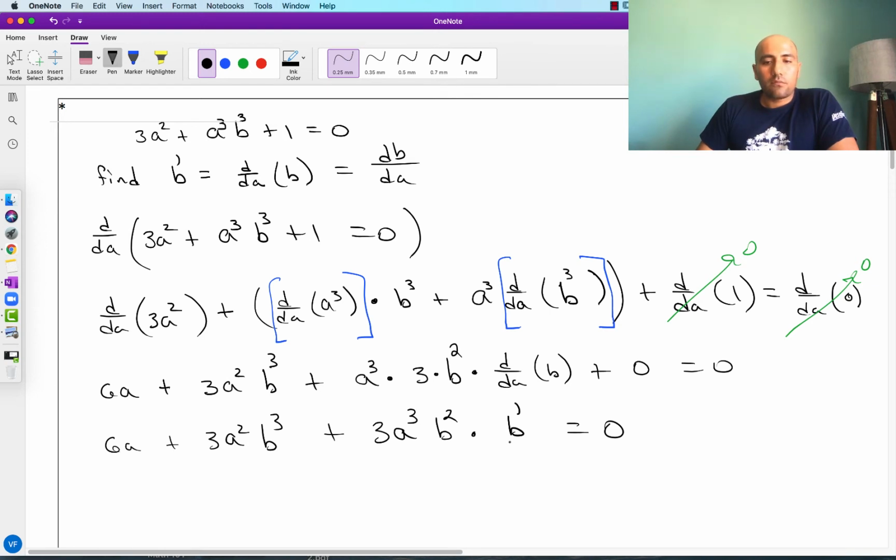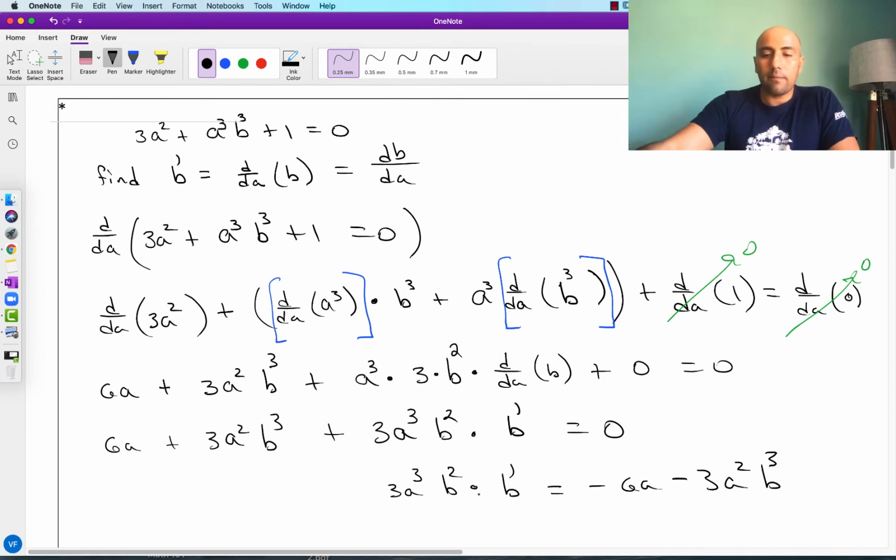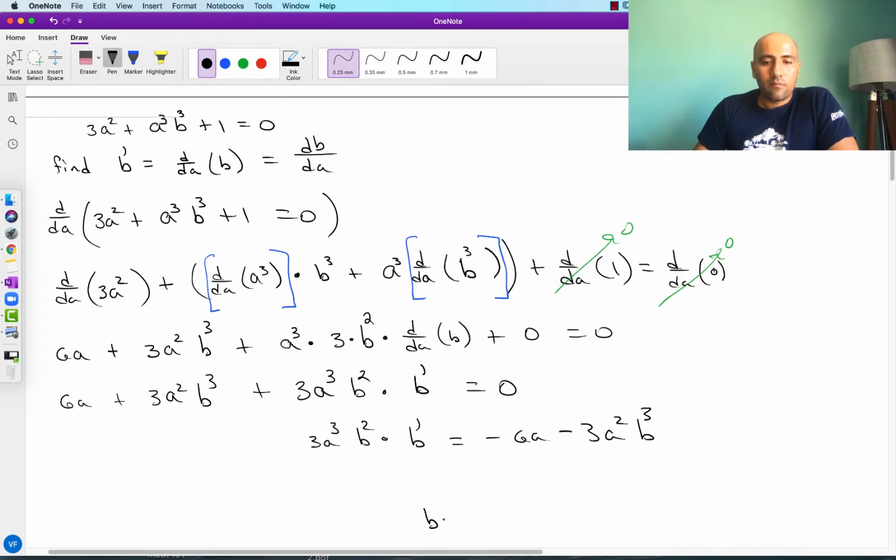That was the original question. Okay, so I'm going to move these two terms to the other side, and I get 3a cubed b squared times b prime equals minus 6a minus 3a squared b cubed. And finally, just divide both sides by 3a cubed b squared, and that'll be my final answer. b prime is going to be equal to minus 6a minus 3a squared b cubed divided by 3a cubed b squared.